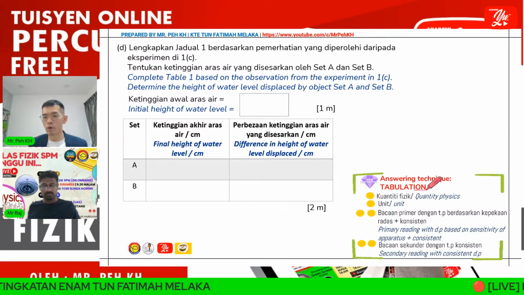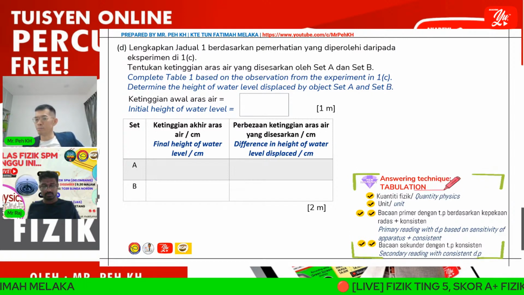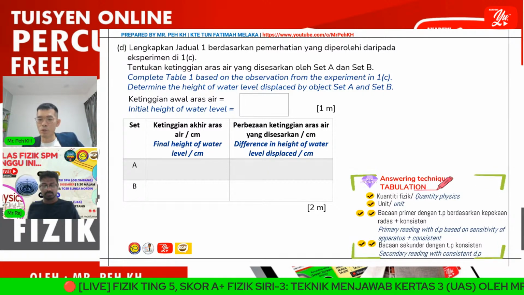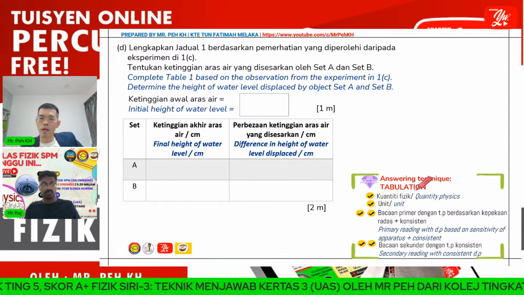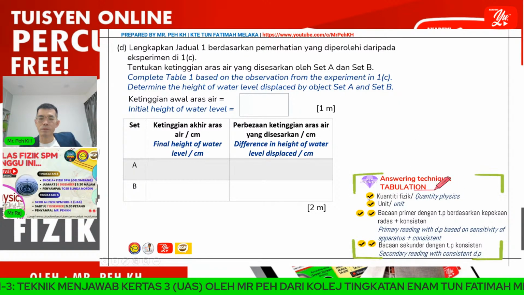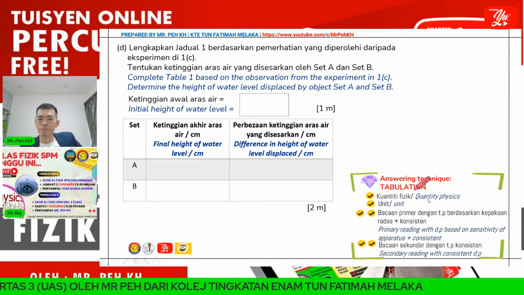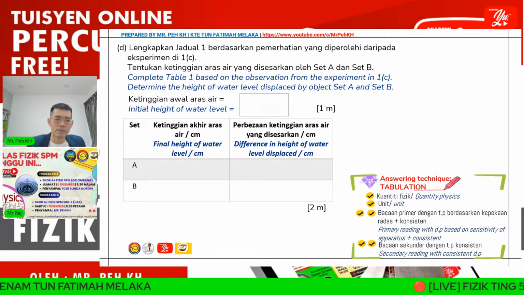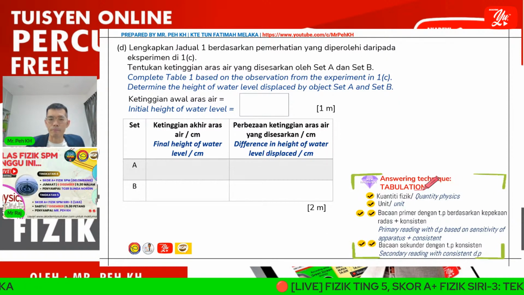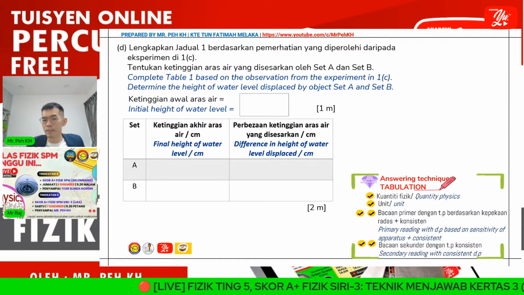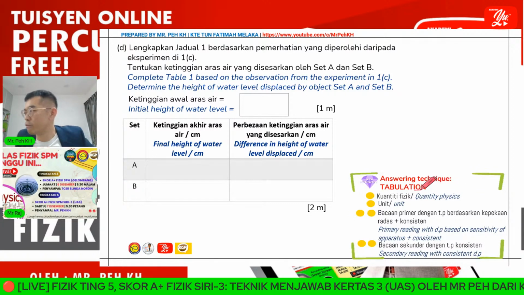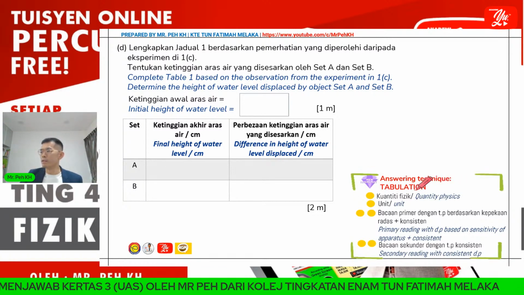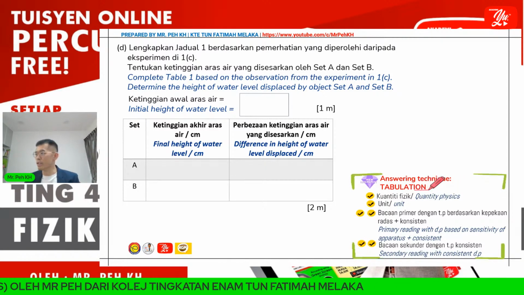If we follow the answering technique for tabulation that we went through before, and your teacher also taught you before already, there are 4 important items you need to take note of. The first is the physical quantity. The physical quantity here refers to the final height of water level, or the difference in height of water level displaced. You don't need to give it because it is already prepared in the question. And the next step will be the unit. You see, the unit is also prepared already.